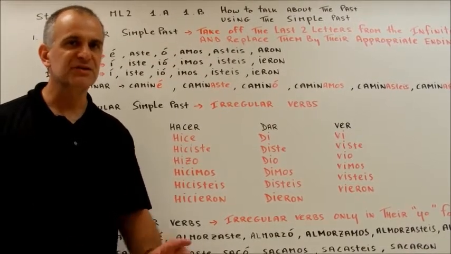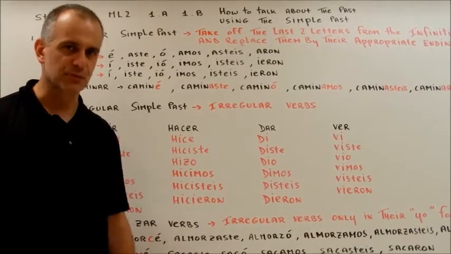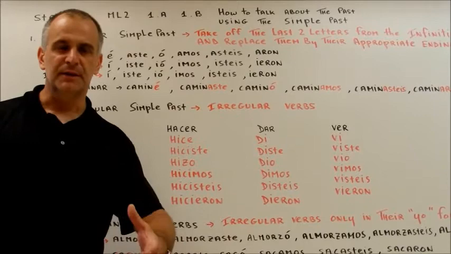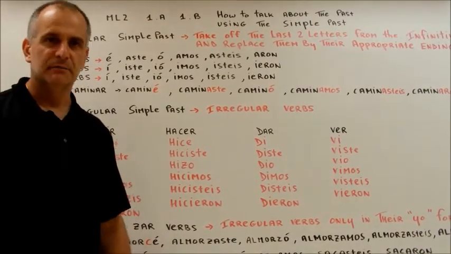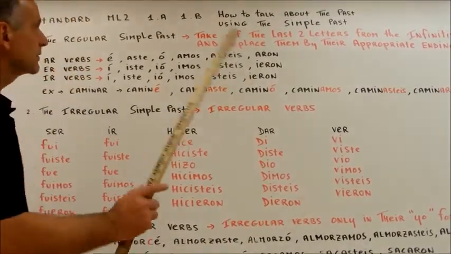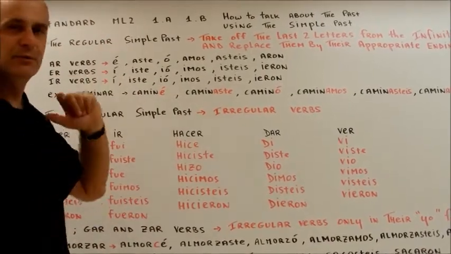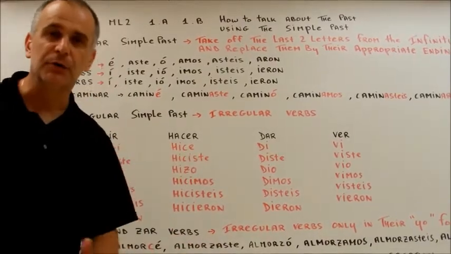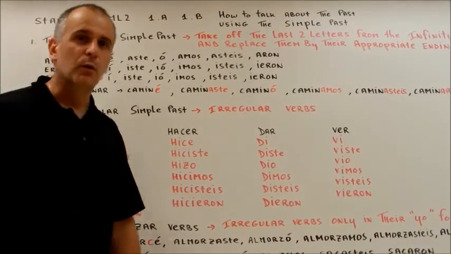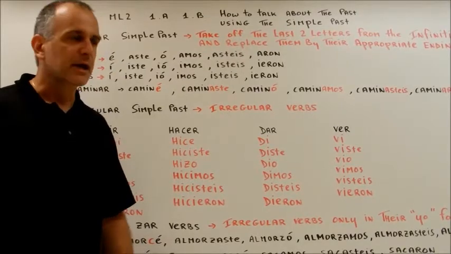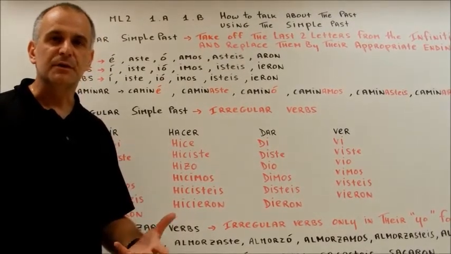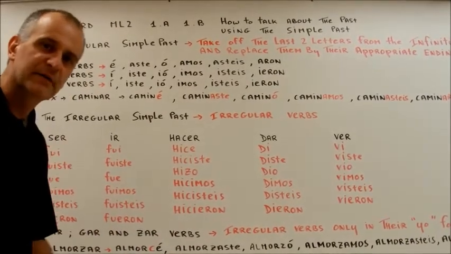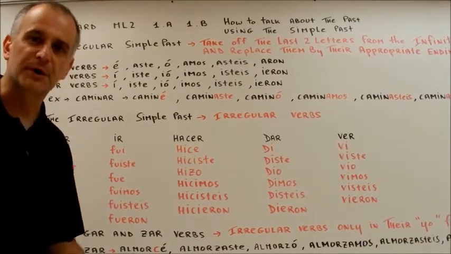You must remember that this is a standard-based classroom, which means that we're going along with a content that is state-based. As far as the simple past goes, we're talking about ML2 1A 1B, which implies how to talk about the past using the simple past. What we are going to see today is all the different ways of using the verbs in the simple past in Spanish. First of all, we have the simple past as being regular.